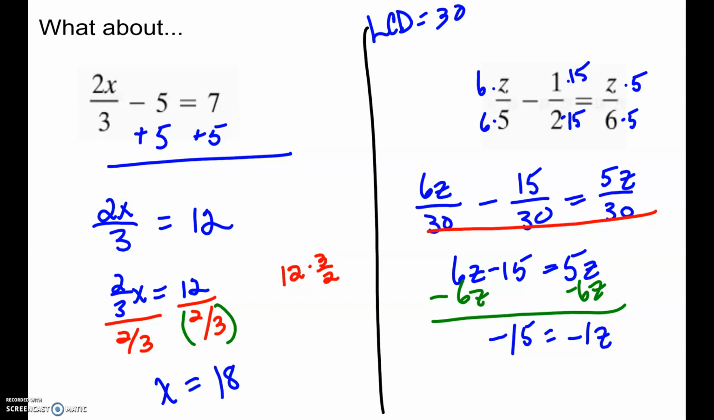Now I want plain z, so I have to divide through by negative 1. And I'm going to get my final answer then of positive 15 equals z. Once again, I'm going to let you do the check.